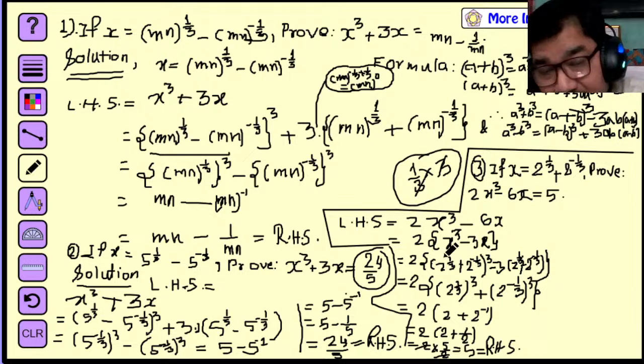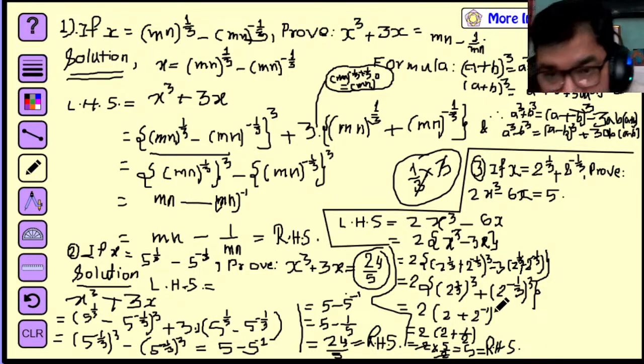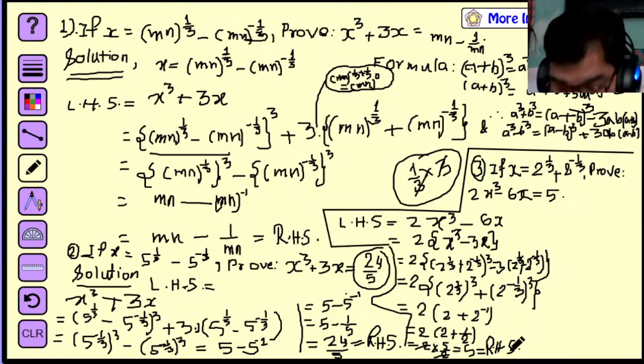Here is the formula of a plus b whole cube minus 3ab. Here is also ab hidden, because a is 2 to the power 1 by 3 and b is 2 to the power minus 1 by 3. When you multiply them, it will come 2 to the power 0, which means 1. 1 into 3 means 3 only. Like this we have to prove it.